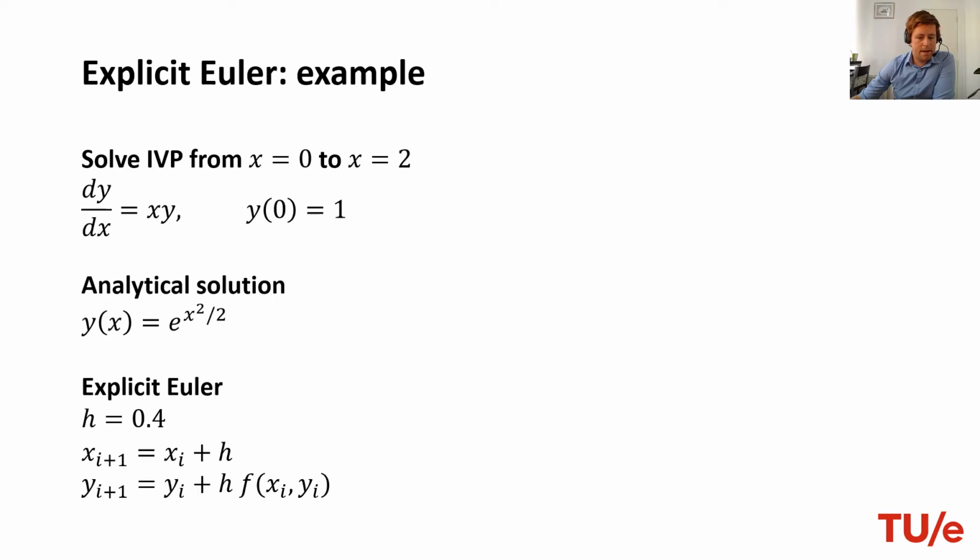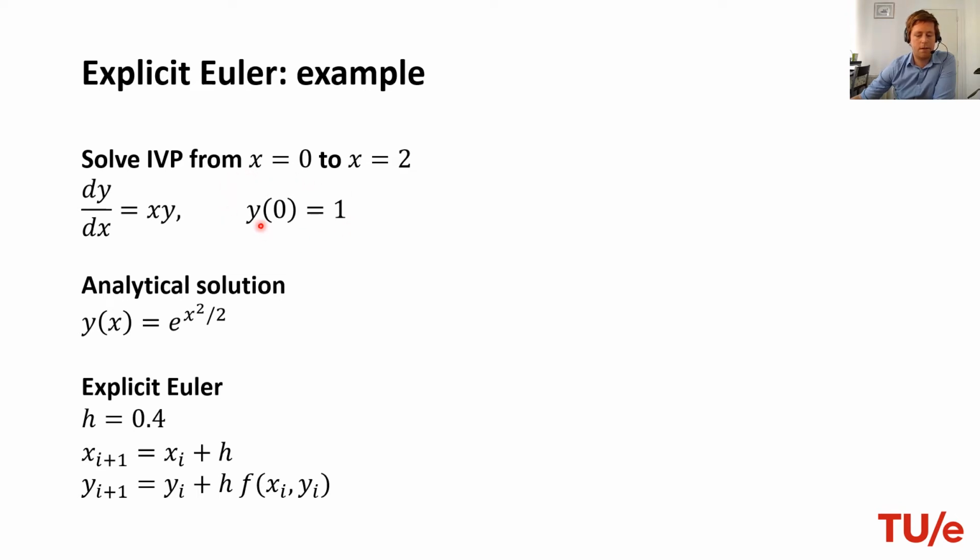Let's take a look at an example for explicit Euler. We want to solve this initial value problem from x is 0 until x is equal to 2. The specific ODE that we want to solve is the following: the first derivative of y with respect to x is x times y. So this is our function f.